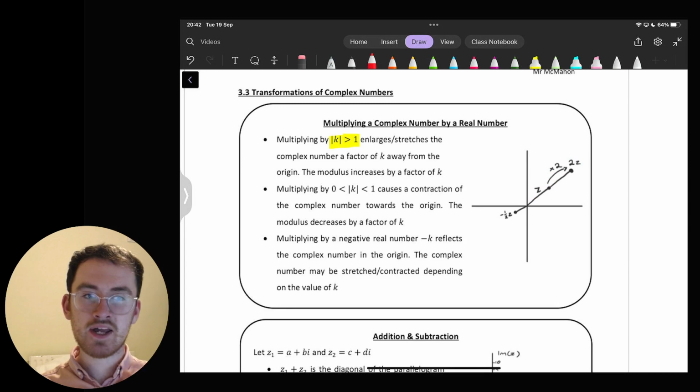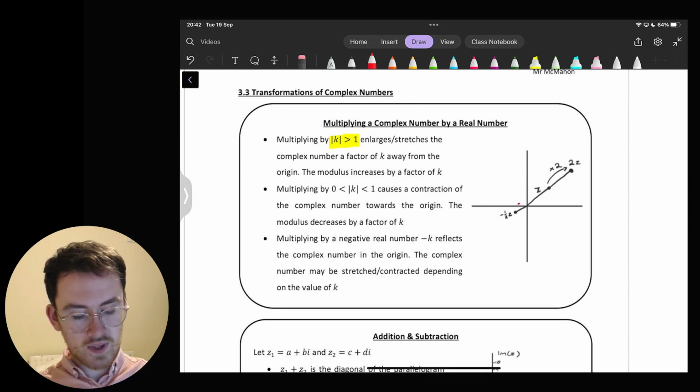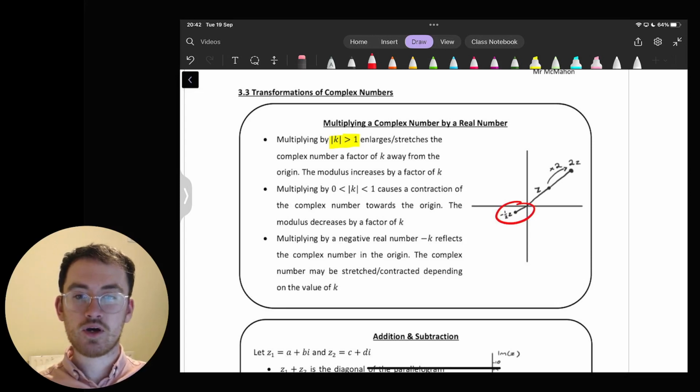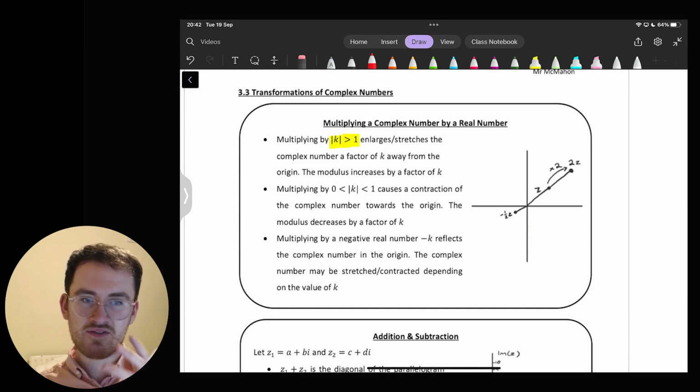If we multiply by something that is smaller than 1, so say a fraction, what we end up with is our complex number being half as far from the origin. Or if we did a quarter, it would be a quarter as far from the origin. The modulus would decrease by a factor of k. So not decrease by a half, but it would be half as far.